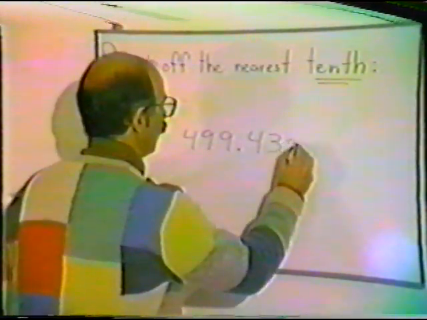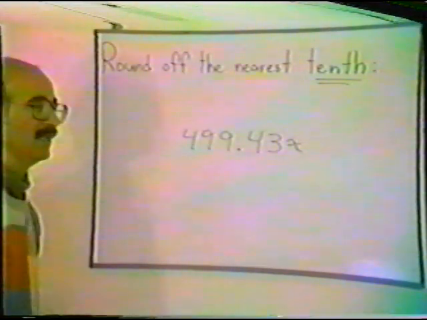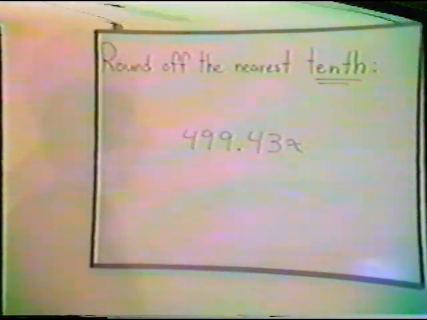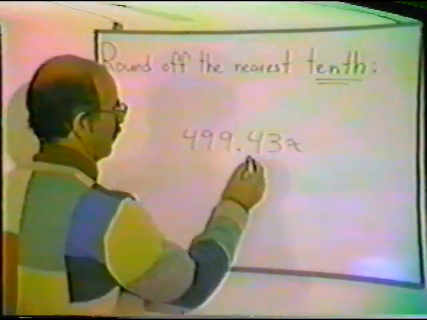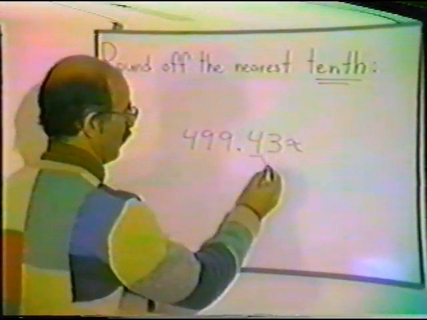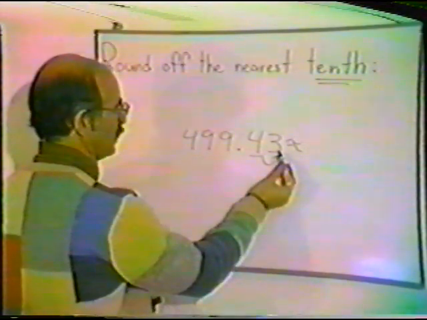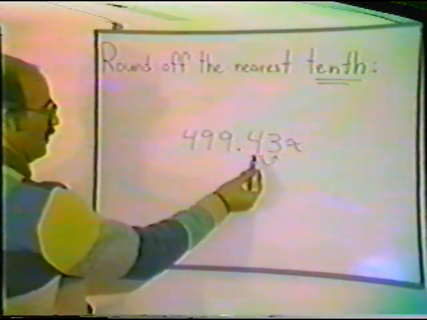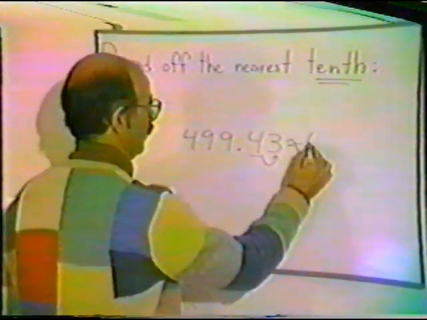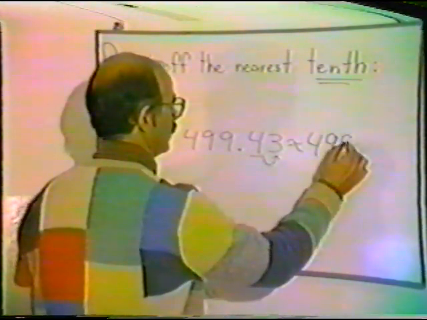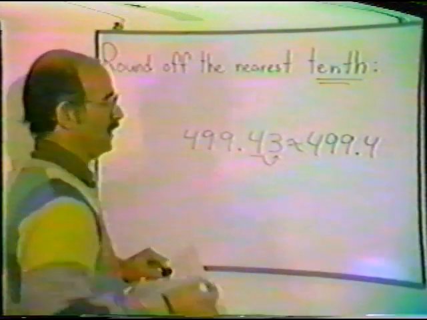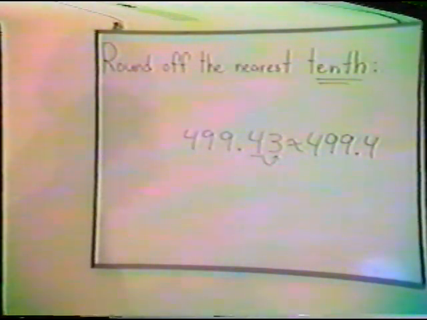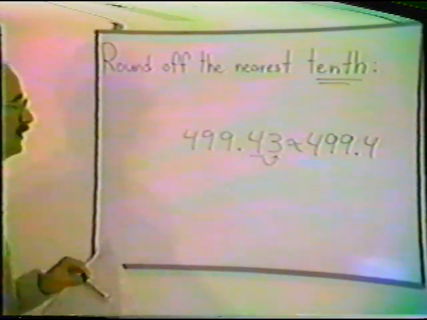$499.43. What number is in the tenths place? 4. This 4 here? No. This 4 here. We point to the 3. The 3 tells us that the 4 stays the same, and we write 499.4. Please read me that number. 499 and 4/10. Yes.